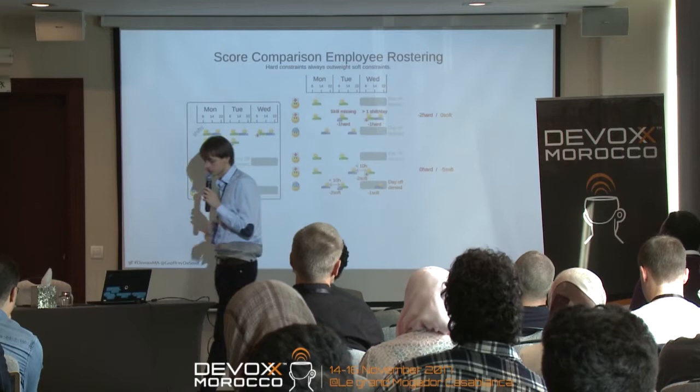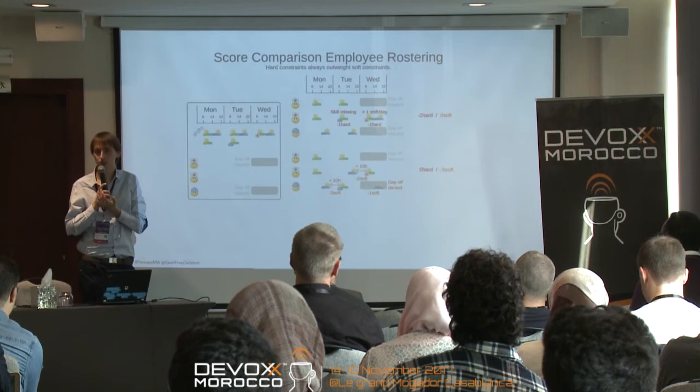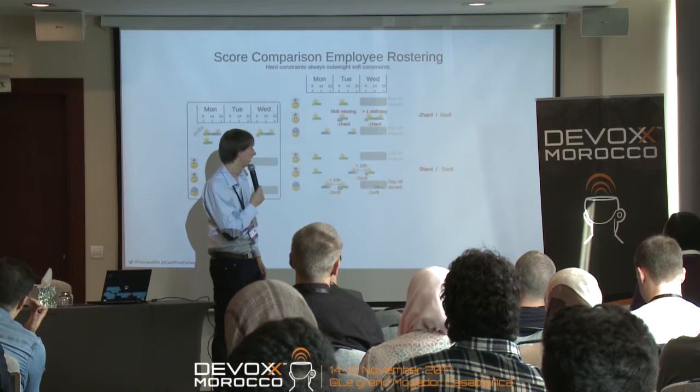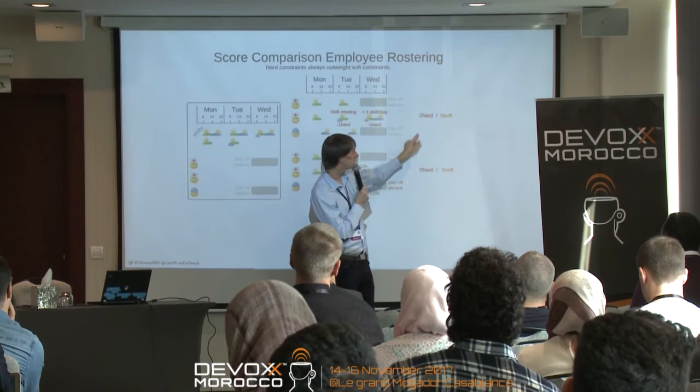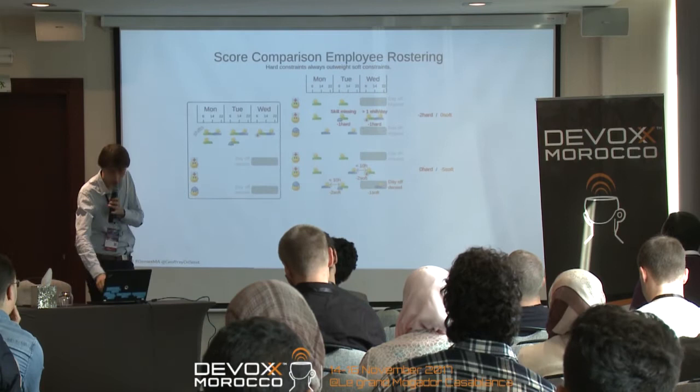Given these two solutions, which one would you want to put in production? Yes. And why? Yes, so you just look at the hard constraints and completely ignore the soft constraints. You look: minus two hards versus no hards broken, this one is better. Fewer hard constraints broken, better solution. It's quite simple. So that one is better.